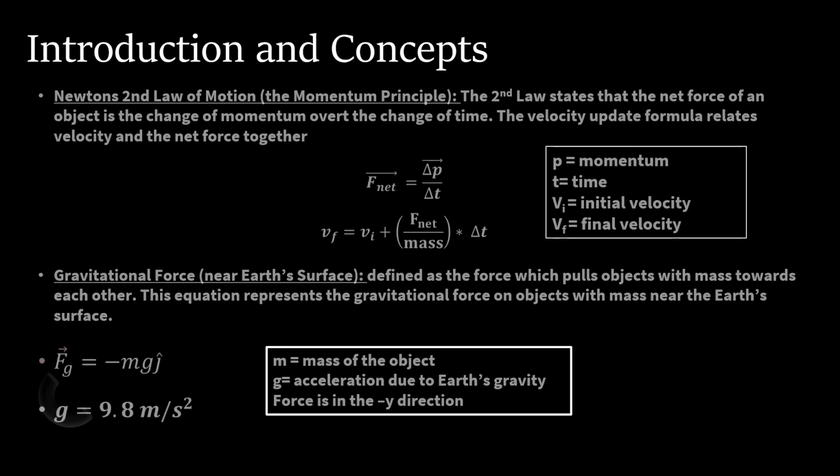Newton's second law states that the net force on an object is the change of momentum over the change of time, where p equals momentum and t equals time. The gravitational force represents a force that pulls objects towards Earth's surface, and that is represented by F equals negative m times g in the negative y direction, where g equals 9.8 meters per second squared, and m equals mass.